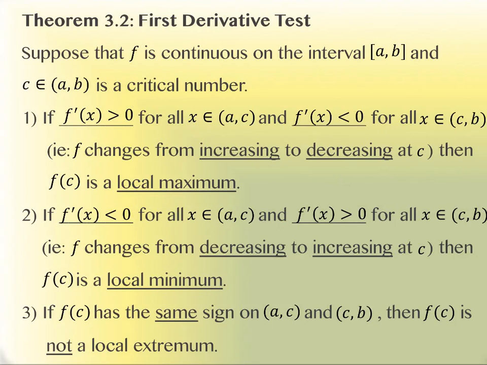I told you. Theorem 3.2 is the first derivative test. Theorem 3.2 says the following. Suppose you have a function that's continuous on an interval, and you've got a point that's a critical number. Remember, critical numbers are found by taking the derivative, setting it equal to 0, or setting it equal to does not exist. So we've got a critical number. Then if the derivative is positive between A and C, the critical number, and then it's negative from C to B, it means it's changing from increasing to decreasing, and we have a local maximum.